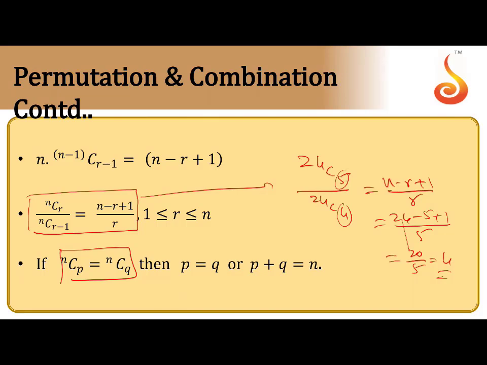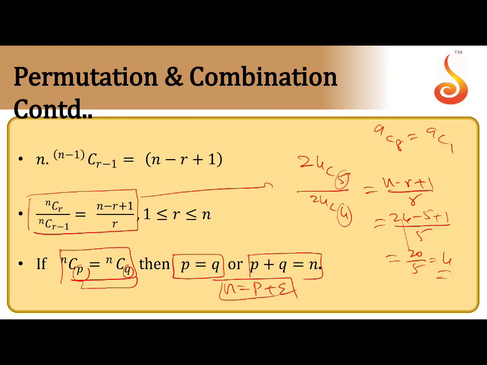So nCp equal to nCq. What is the relation between them? That means these two may be equal. That is one case. Or the value of n equals the sum of the suffixes. So that means these are the two cases. Clear now? Before I told 9C8 is same as 9C1. So if you add these two, 8 plus 1, what? 9. So that is 9 equal to 8 plus 1. This is the example for that. I hope this is clear. So next.